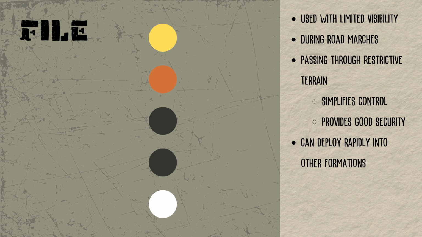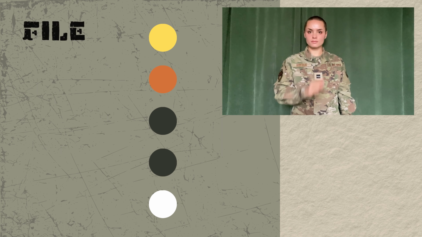Next we have file, sometimes referred to as column. This is used when there's limited visibility during road marches or some context where you're in a defined path that is already linear. When you're passing through restrictive terrain, so you have to go single file, it's used in this context because it simplifies control and it has decently good security. And another advantage of file is that it can deploy rapidly into other formations, which you'll see more of as we move on. Once again, the hand signals will be shown in the top right.